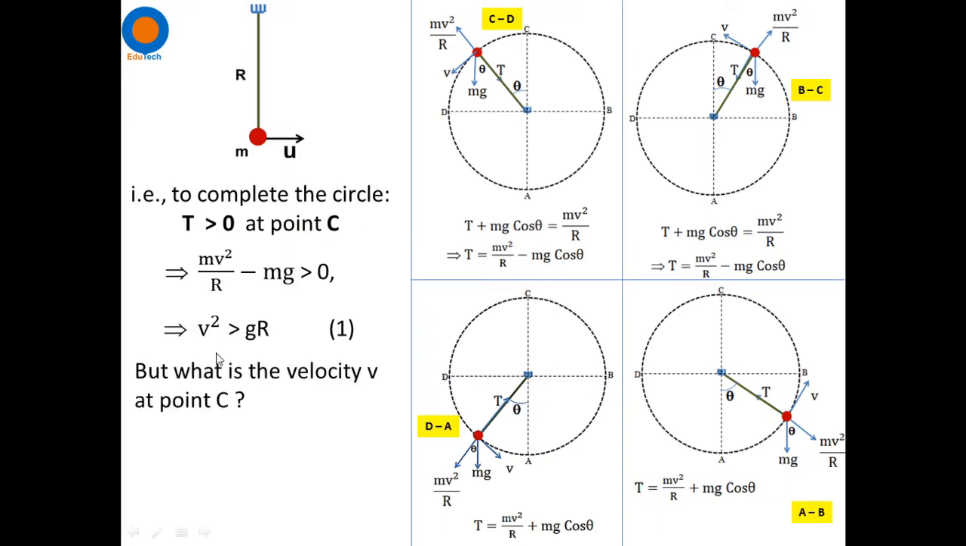Till now we are able to find the condition on velocity v at this point. This is not the initial velocity u, it is the velocity v which has changed from the initial velocity u. The velocity at point C should be greater than root gr. But what is the velocity v? We don't know this. How to find it out? Just think over it. We will find it out using the energy conservation principle.